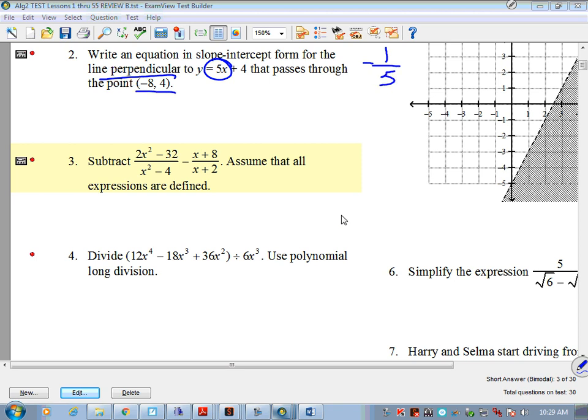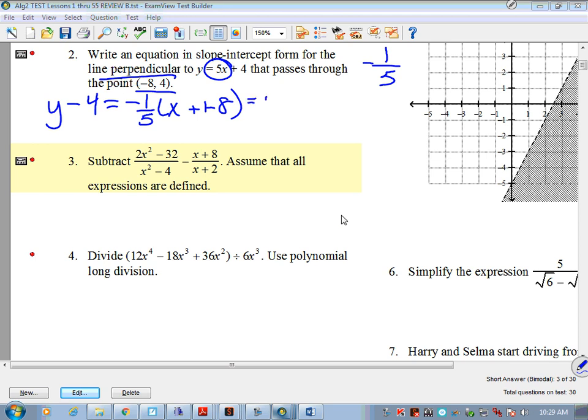We're going to use negative 8, 4, and we're going to use our equation y minus y1 equals m times x minus x1. So as I plug that in, I'm going to go y minus 4 equals negative 1/5 times x minus negative 8, which, as we know, should be a plus, right? Whenever I've got a double negative there, that becomes addition.